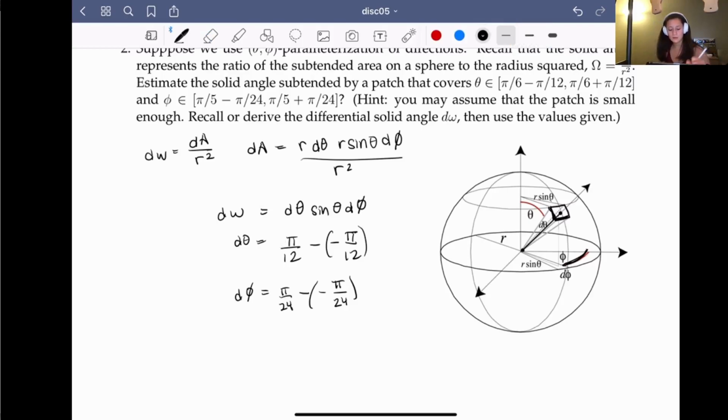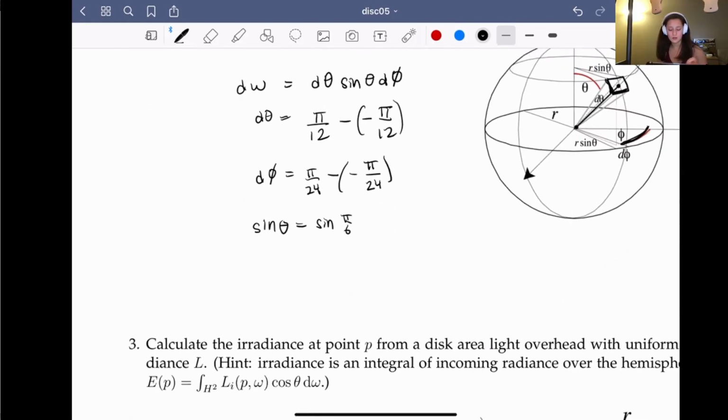Okay, then we just have sine theta, and we're given two theta values. We want to use the center, so that's going to be sine pi over 6. Okay, and then we'll just put all these values together and get pi squared divided by 144.